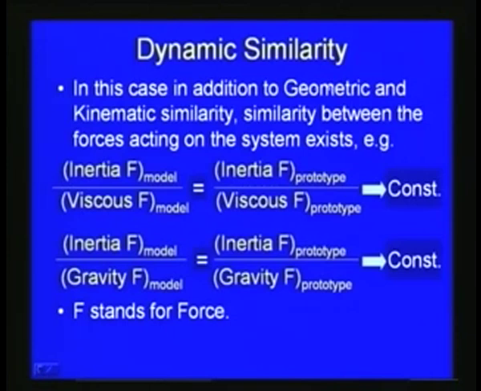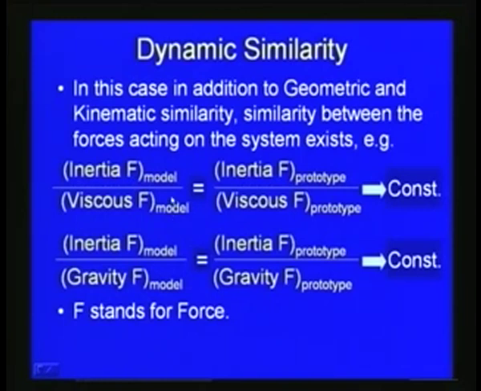And finally dynamic similarity. We have already seen the various forces acting in the real problem: the inertia forces, friction or viscous forces, gravity forces, pressure forces, elastic forces and surface tension forces. With respect to this, we will be doing the physical modeling, so we have to keep the dynamic similarity. In this case, in addition to geometric and kinematic similarity, similarity between the forces acting on the system exists. So the inertia force of the model divided by the viscous force of the model should be equal to the inertia force of the prototype divided by the viscous force of the prototype. So that gives a constant.